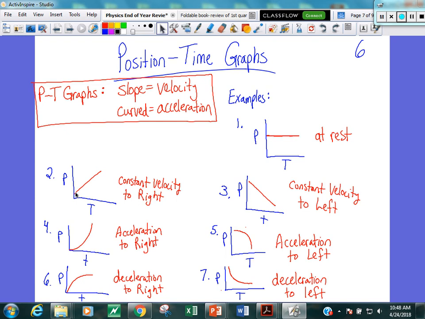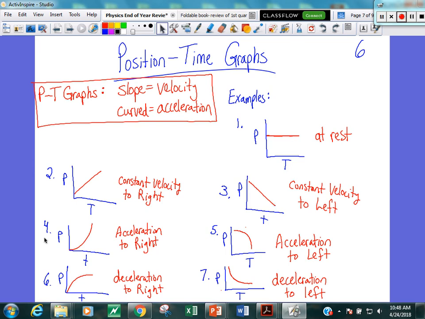Let's go to number 3. For this position time graph, we see a line that goes down and to the right. So it has a negative slope. That negative slope, again, slope tells us velocity, so it has a negative velocity, and negative in physics means it's going to the left, or it could be going down. So this is going to the left at constant velocity. Again, constant because it is a straight line. There's no curve.